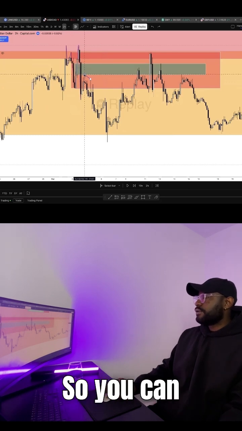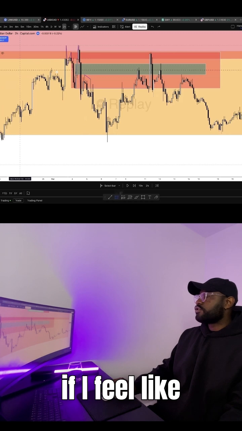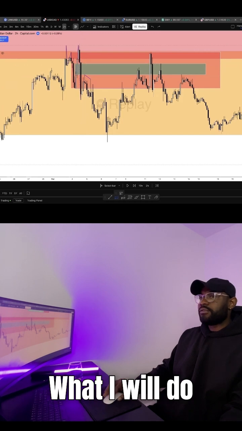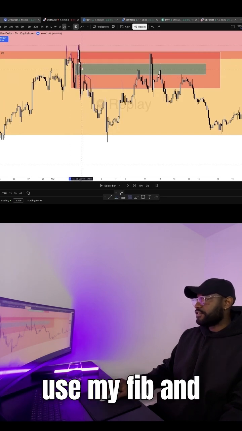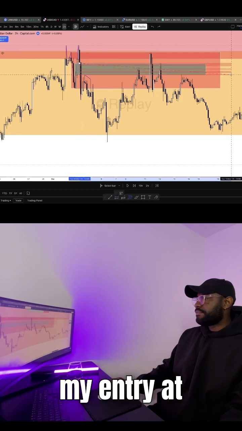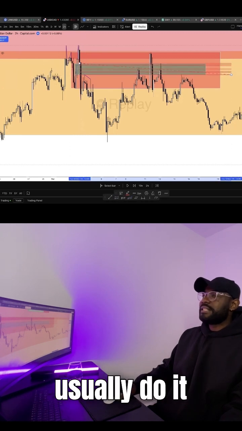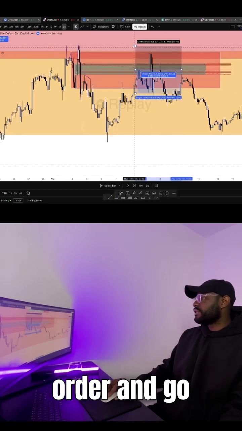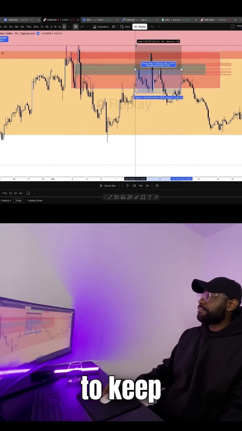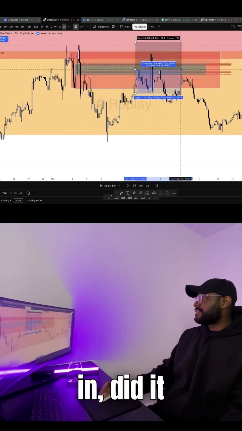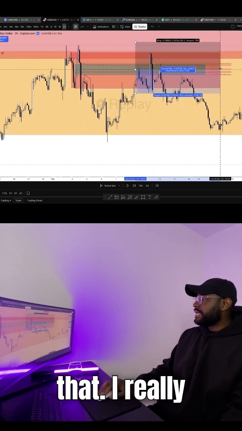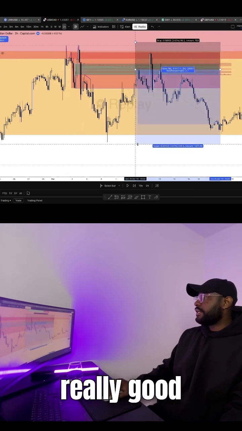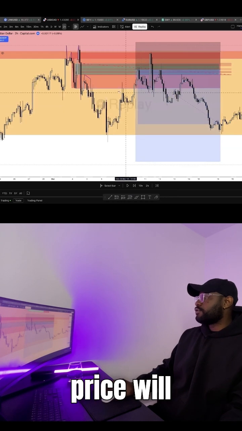Now, if I feel like price might want to come up here, I still won't put my entry on this high. What I'll do is I'll just use my fib and measure this inefficiency, and I'll put my entry at the 50%. The reason I usually do it this way is because I like to just set my limit order and go about my day. I don't like to keep checking, has it hit, has it tapped in, did it tap me in, and stuff like that. I really don't like that. I just want to put a limit order at a really good area that I know price will most likely come to mitigate.